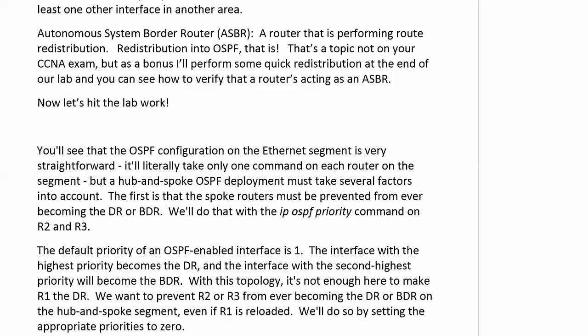Because it's not just enough for router 1 to win. And I know I said this before, but I've got to reiterate it. It's not enough for router 1 to win. Routers 2 and 3 must not even participate in the election. So we're not going to go to the hub and change the OSPF priority to a value higher than 1. We're going to go to the spokes and set the priority to 0. So we're going to disable them from even participating in the election.